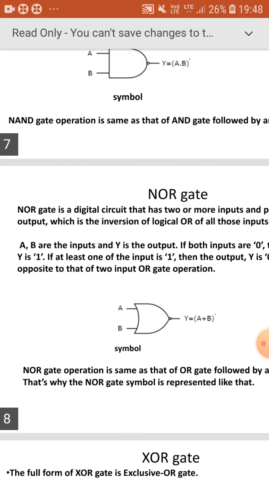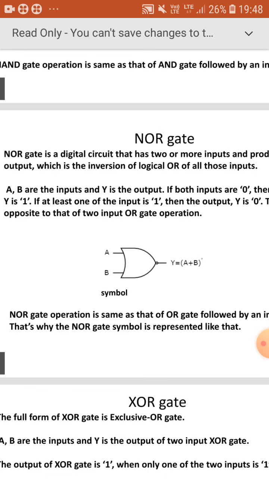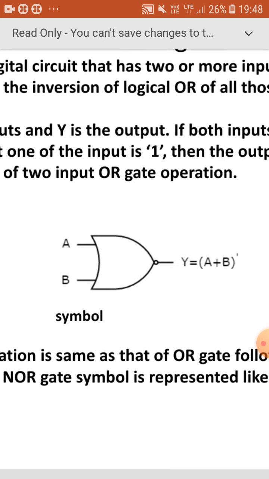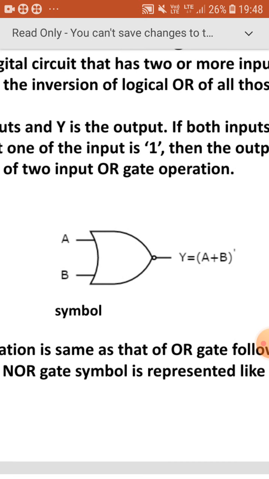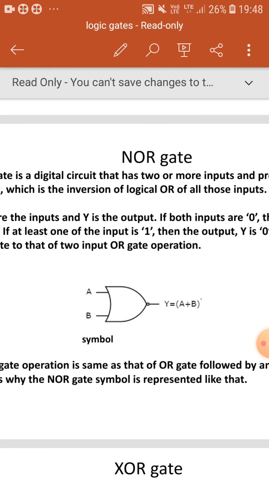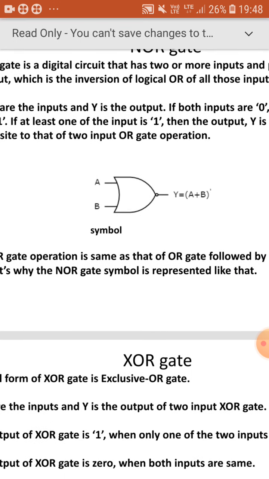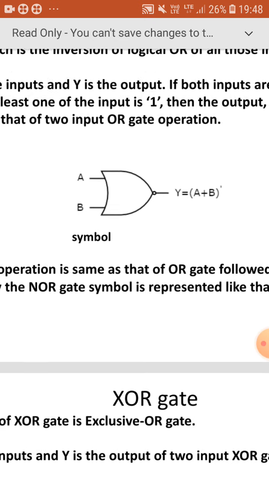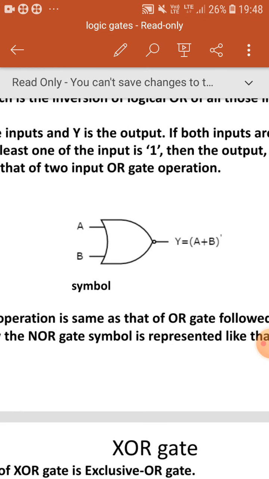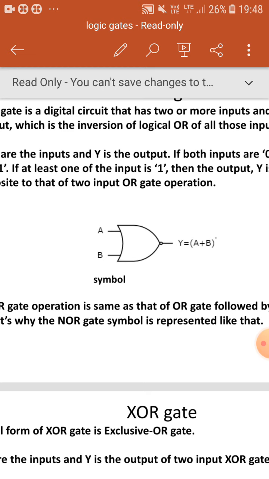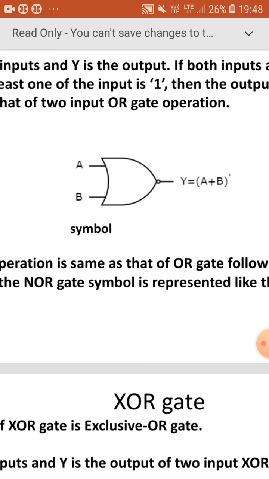Next, we will see about NOR gate. This is the symbol for NOR gate. OR gate with bubble at the output. I am taking two input NOR gate. A and B are inputs. So, Y is equal to A plus B whole bar. Plus denotes logical OR.